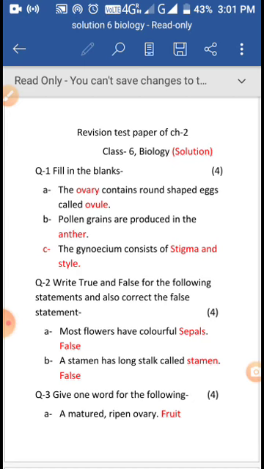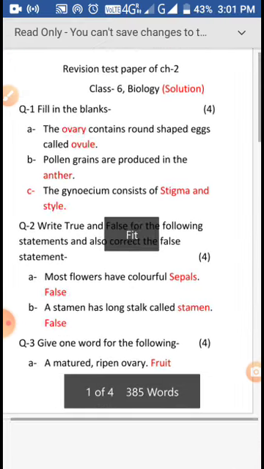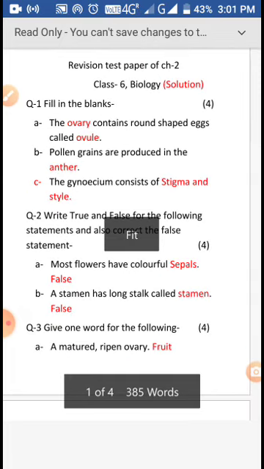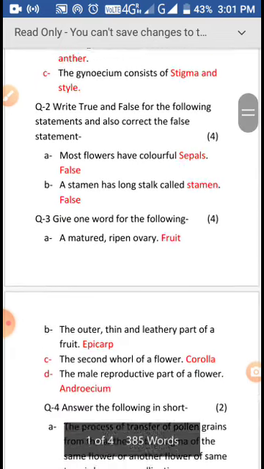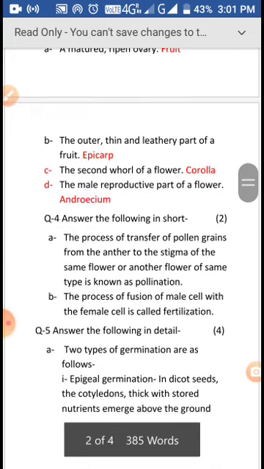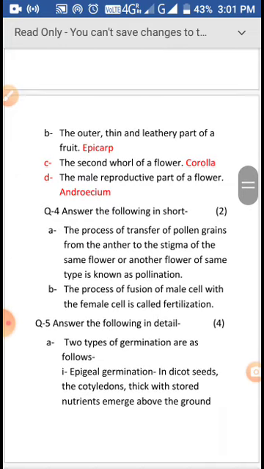Then the third is give one word for the following. A is fruit, B is epicarp, C is corolla, and D is androecium. Then answer the following in short.